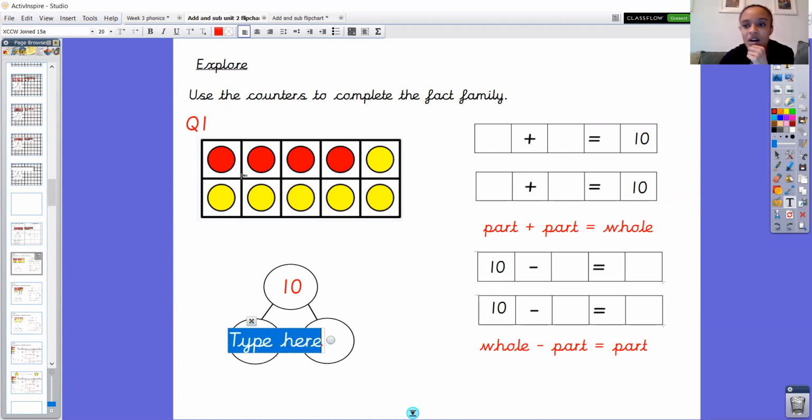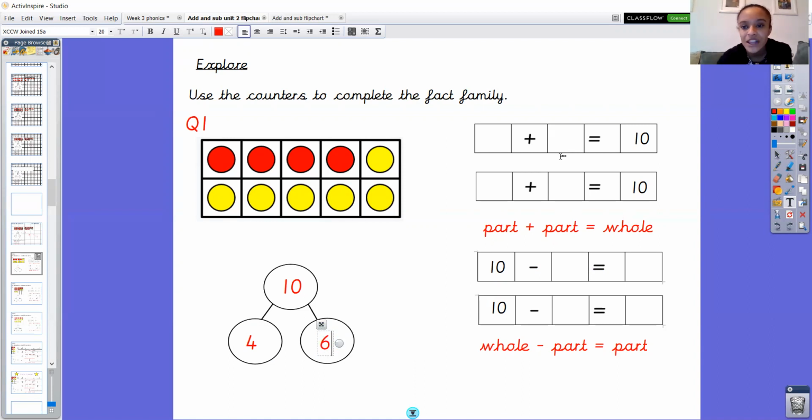Brilliant. Okay, so our first part, our red part, we've got 1, 2, 3, 4. So 4 is a part. Now, we could use our number bonds to 10 to help us find out what the other part is without even having to count it, because we know that 4 and 6 makes 10, but we can double check. Look at the yellow one. So we've got 1, 2, 3, 4, 5, 6. So we're right. Okay, so there's our part whole model.